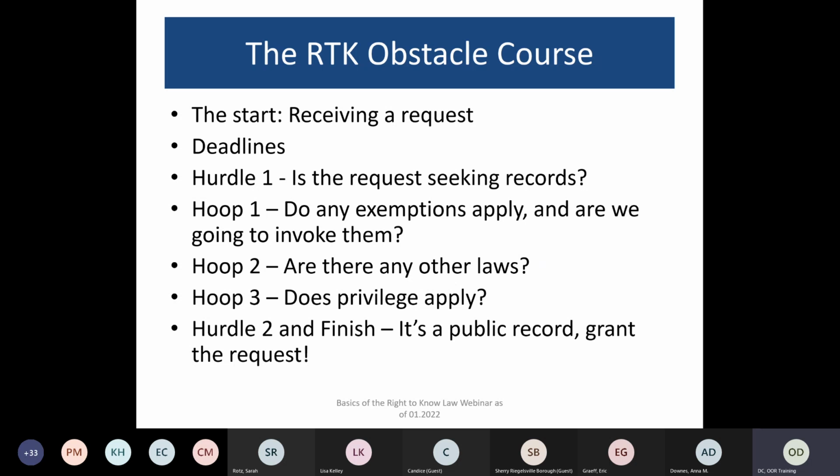Hurdle number one, we need to answer the question, is the request seeking records? Then we come up on hurdle number two, but hoop number one is, do any of the exemptions within the right to know law apply? And if so, are we going to invoke them? Hoop two is, are there any other laws that deem these records as confidential? Hoop three, does privilege apply? And then the hurdle, and ultimately the finish, is, are we saying this is a public record?